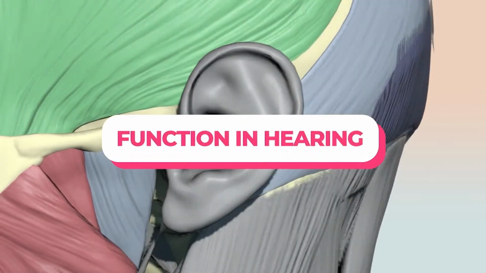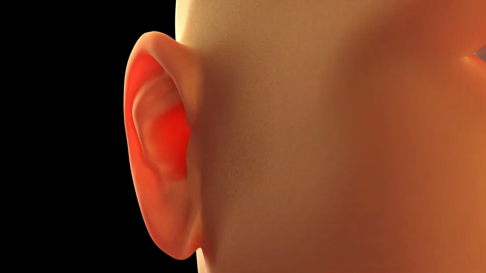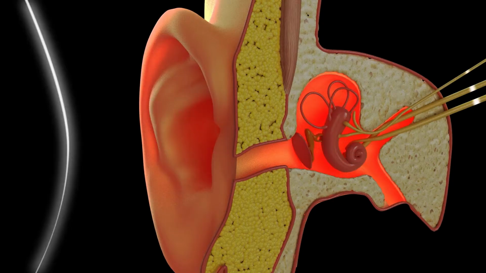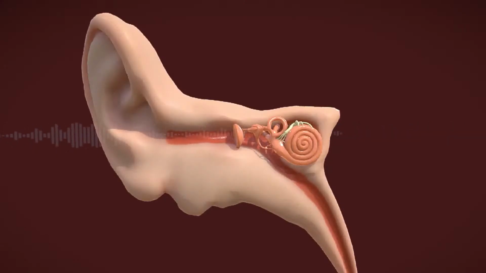Function in hearing. The primary function of the pinna is to capture sound waves from the environment and funnel them into the ear canal towards the eardrum. Its shape is designed to efficiently collect and direct sound. Different parts of the pinna help in gathering sounds coming from various directions, which is important for locating the source of a sound in the environment.